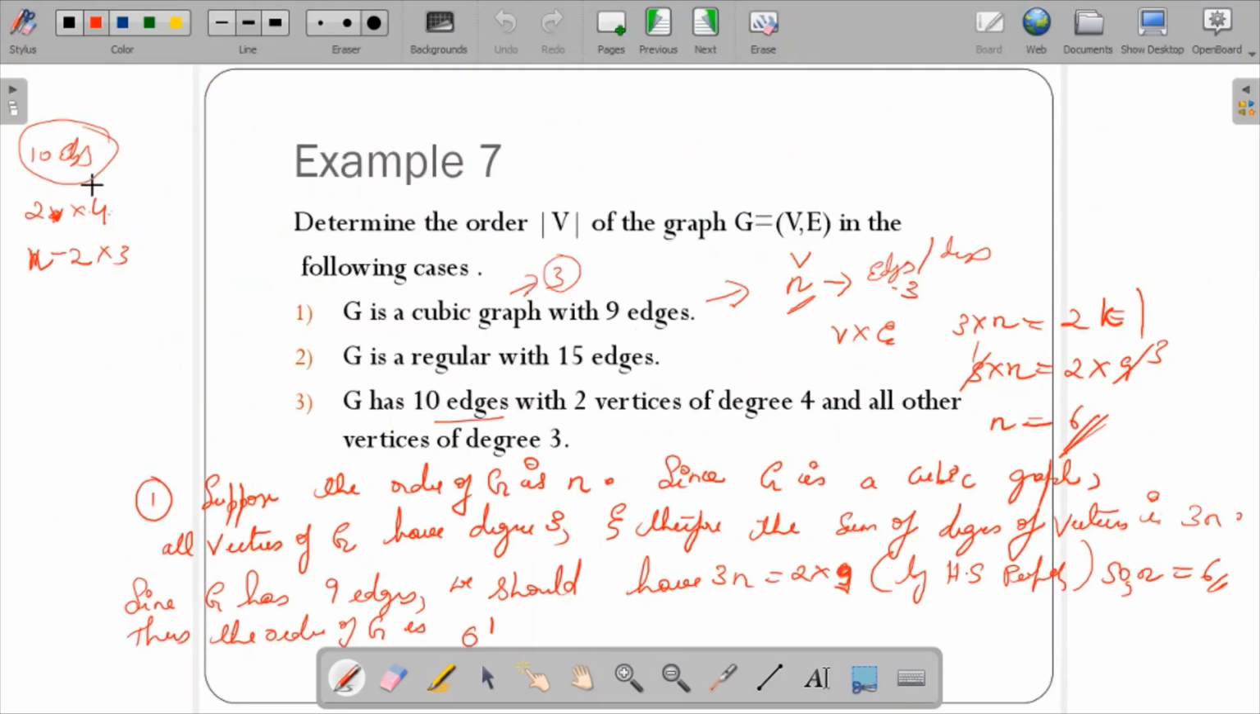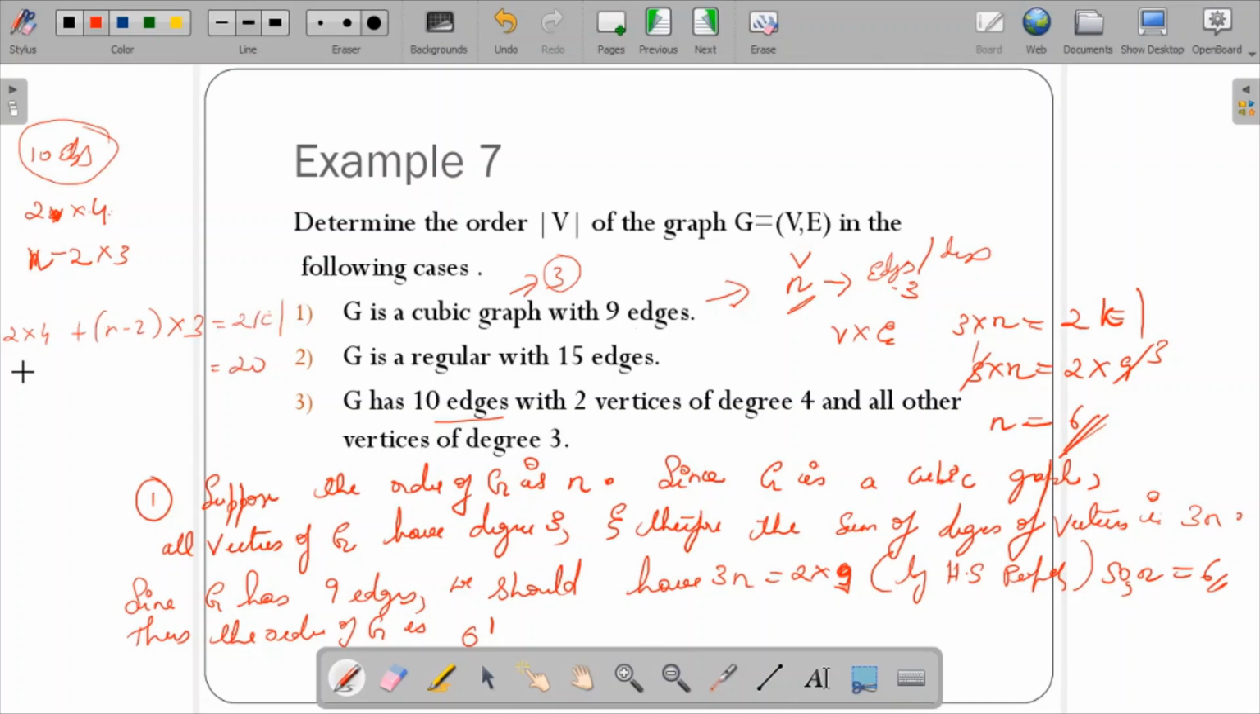G has 10 edges. In that, 2 vertices have degree 4, so I wrote 2 into 4. The remaining vertices, n minus 2, have degree 3. He has given that, and out of this you need to find the order. We got the summation of the degrees: 2 into 4 plus n minus 2 into 3 equals twice the edges, by the handshaking property. Twice the edges is 2 into 10, that is 20.